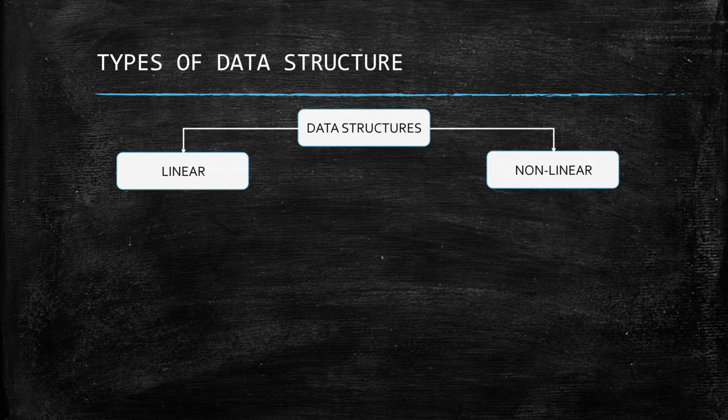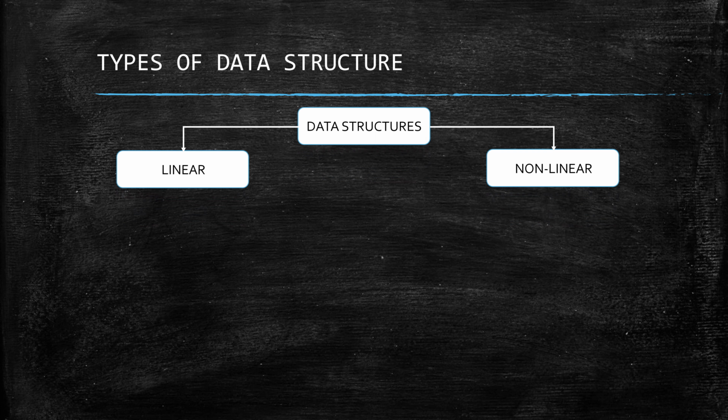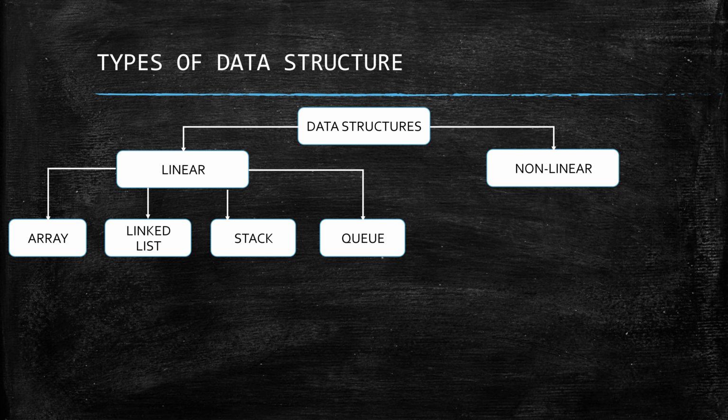Basically, we have two types of data structure, linear and non-linear. Coming to the linear, here the data elements are arranged in a very sequential manner, as the name says, linear. It is arranged in such a way that each member is connected to the previous and the next element. Hence, traversal is very easy and it is a single level traversal. For example, we can consider array, linked list, stack, queue as the linear data structures.